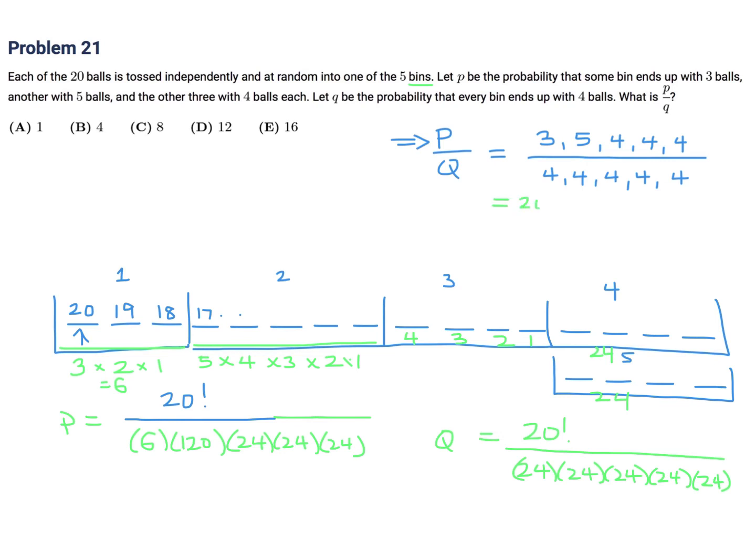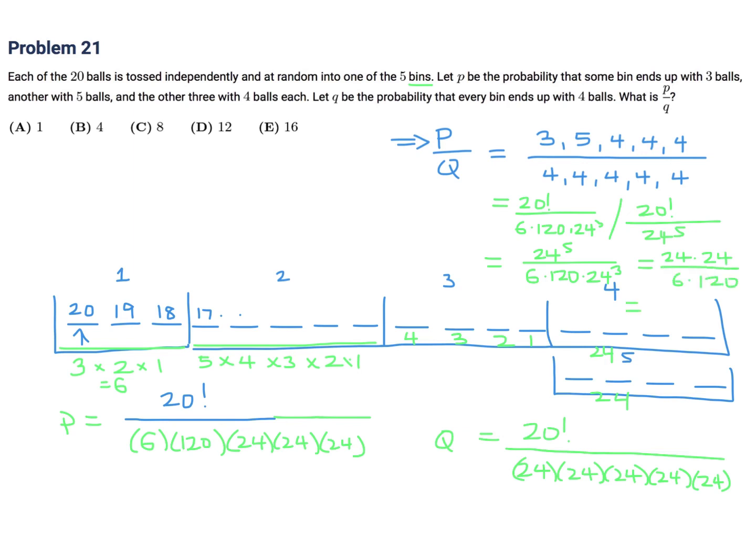So you've got 20 factorial over 6 times 120 times 24 to the power of 3, all over 20 factorial. That looks like 24 to the power of 5. Okay. And when you invert and multiply, the 20 factorials interestingly vanish. So the only thing you get left with is 24 to the power of 5 in the numerator, and then 6 times 120 times 24 to the power of 3. And this looks like 24 times 24 over 6 times 120.